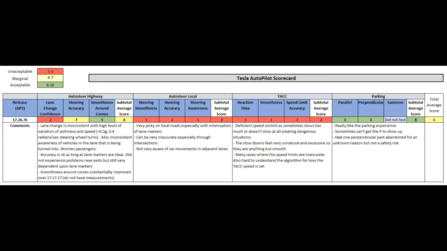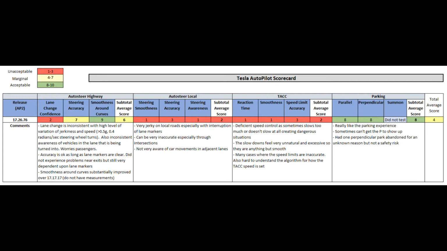Auto steer on local roads, I won't go through the detail, but it's not smooth. It's very unstable, I think. Its accuracy isn't very high. It's not aware of a lot of things around it. So I gave it relatively low scores. Overall, a red, meaning unacceptable. I gave it a 2.